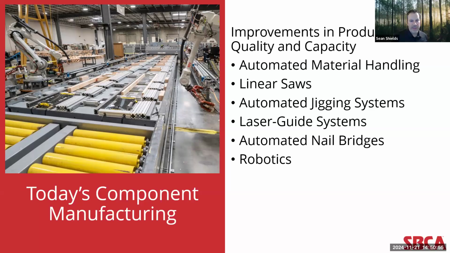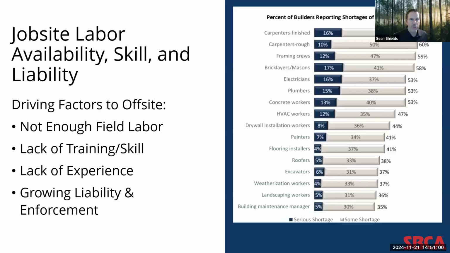Now, all of that investment, again, has been driven by the need of the builder. So when you look at a chart like this, a pretty recent survey of builders asking them where they're seeing shortages with subcontractors, you can see the top three job descriptions that they are in most need of, or at least have the greatest shortages in, are rough and finished carpenters and framing crews. So again, there's this continued pressure to find offsite solutions for framing to reduce the labor burden on the on-site framer.